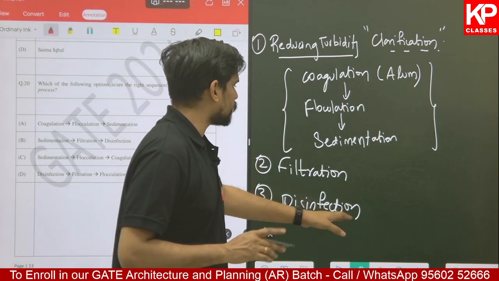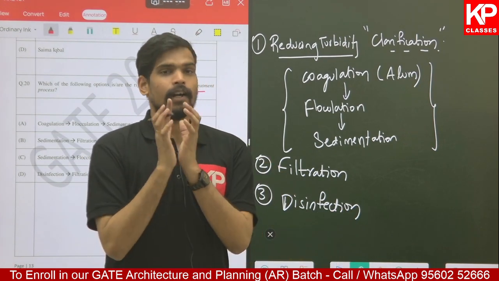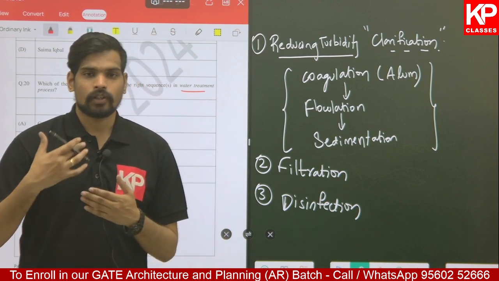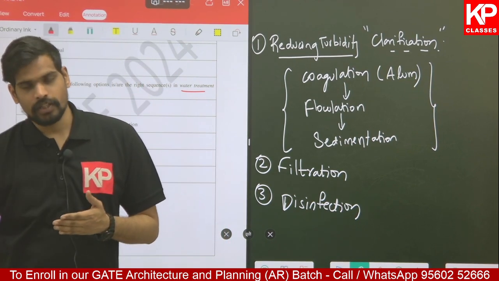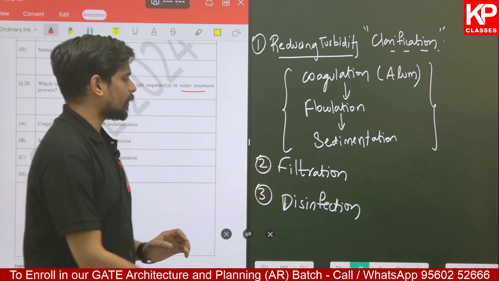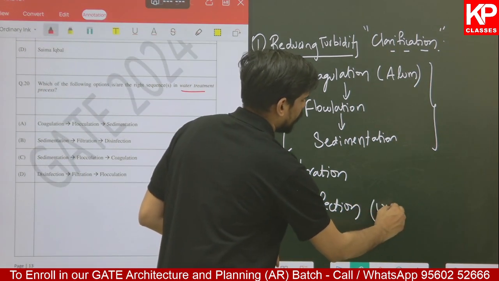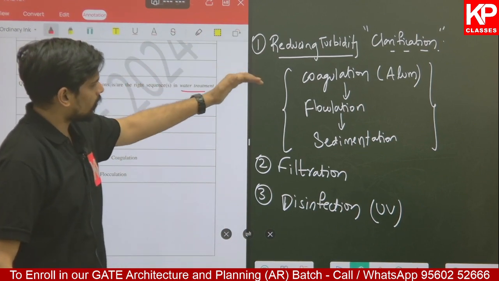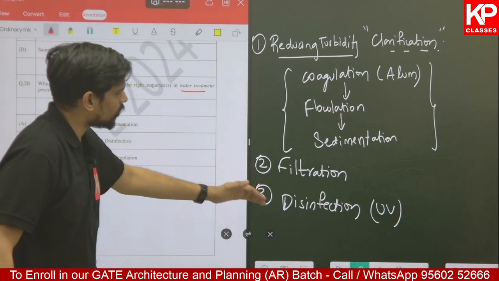So disinfection is a process where the focus is on removing the harmful microorganisms present in the water, which can be done by using chlorination, ozonation, fluorination, and so on. UV treatment is something which is preferred nowadays. So that's disinfection. So the correct sequence goes this way: coagulation, flocculation, sedimentation, filtration, disinfection.